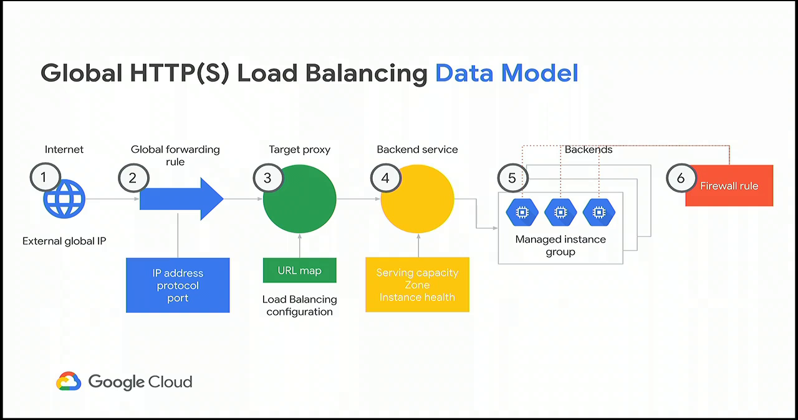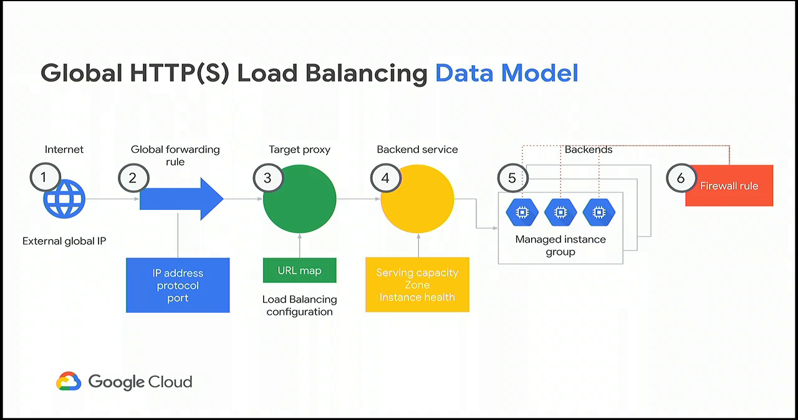That forwarding rule points to a target proxy. Now, this target proxy could be HTTP, HTTPS, TCP, or SSL. The target proxy is also the location where you have URL maps. And a URL map essentially maps a client URL, based on host and path rules, to a specific backend service.